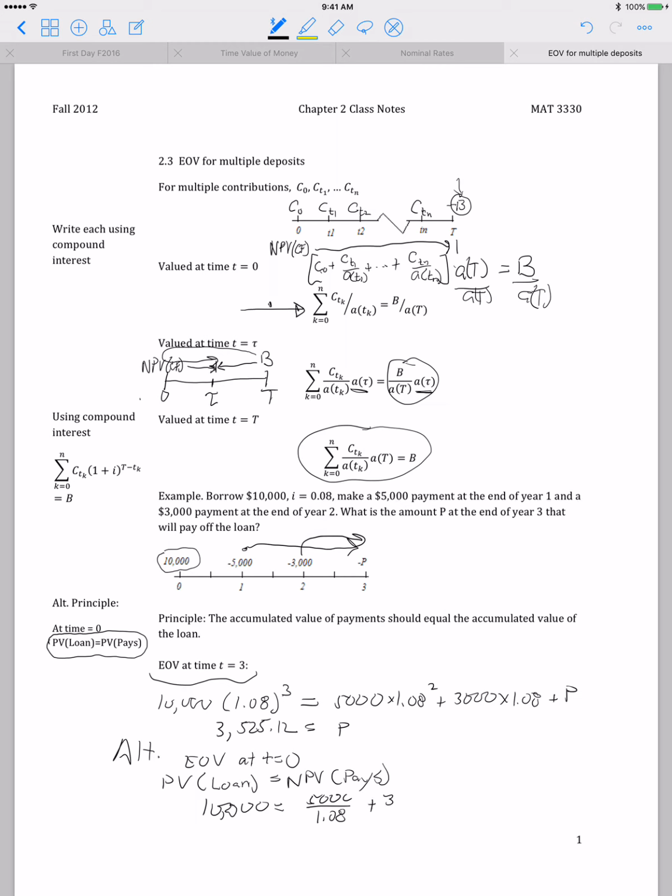$3,000 is discounted back 2 years. And the final payment P occurs at time 3, so we have to discount it back 3 years to time 0, and that's the net present value of the payments. They have to be equal to the net present value of the loan.